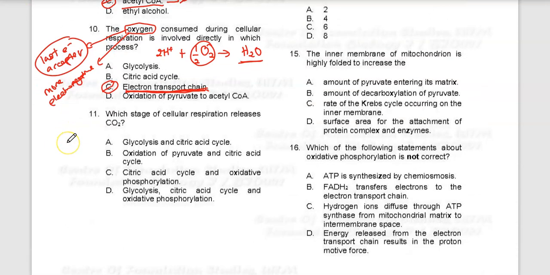Number 11, which stage of cellular respiration releases carbon dioxide? Glycolysis does not release any carbon dioxide. Oxidation of pyruvate and the citric acid cycle are the stages that release carbon dioxide. Oxidation of pyruvate is actually referring to pyruvate oxidation or the link reaction, the second stage of cellular respiration. Oxidative phosphorylation and glycolysis do not involve the production of carbon dioxide.